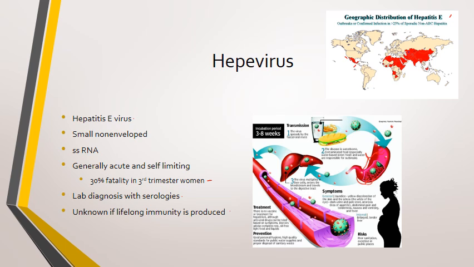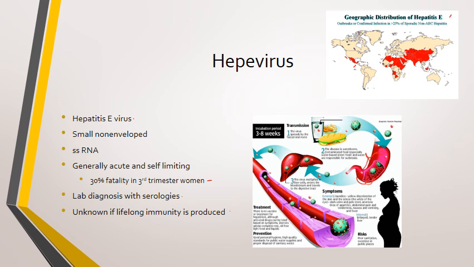Then we have the hepeviruses. The only member is hepatitis E virus, which we talked about before. This is an interesting virus in that it's probably present in more people than we know, but it's really only in pregnant women that we have to be very, very aware of it. This is a small, non-enveloped single-stranded RNA virus, and it causes gastroenteritis for most people.